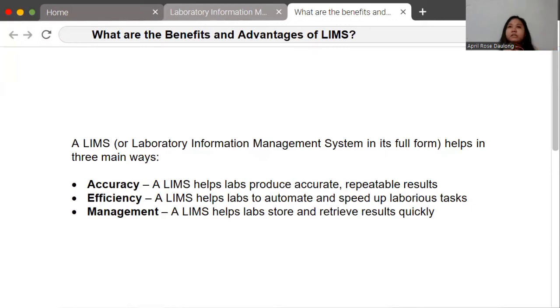So, mas mapadali niya ang proseso, like, dali na rin mapangita ang information sa ipakita, and also hassle-free po siya. Dili na ka stress kung makita sa mga update kay naara sa imong mga sa technology. So next, lastly is the management. A LIMS helps labs store and retrieve results quickly.